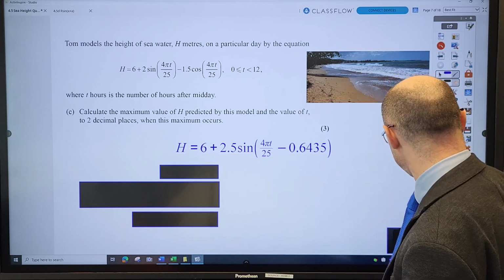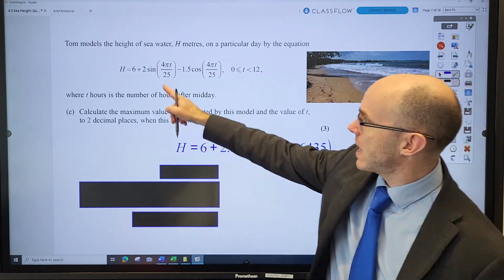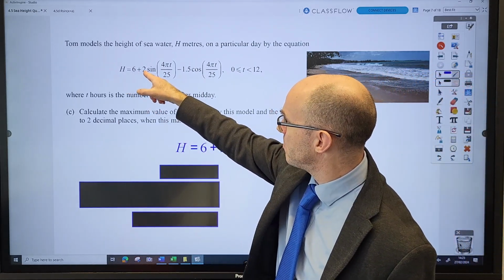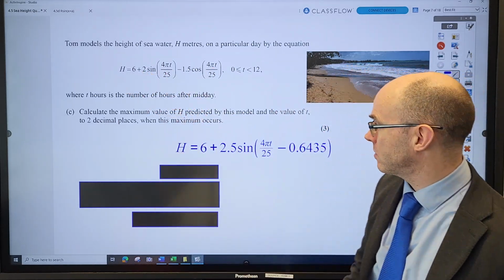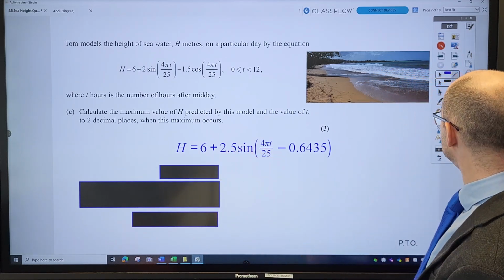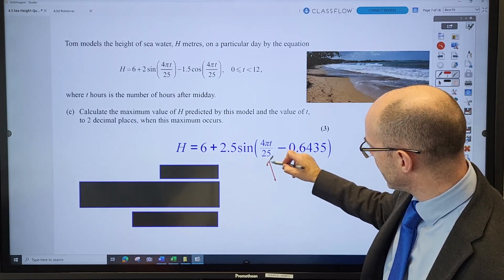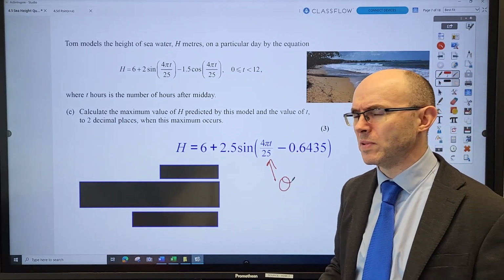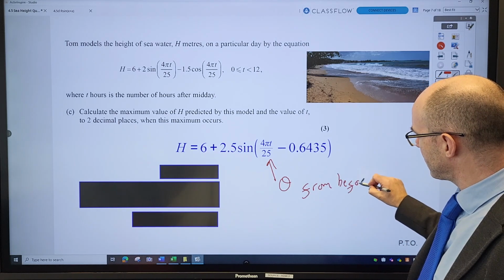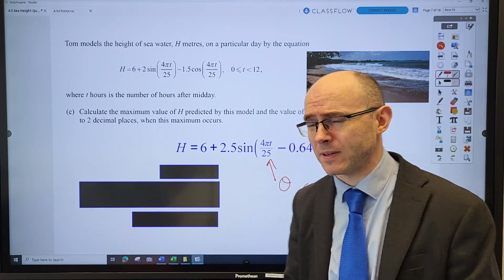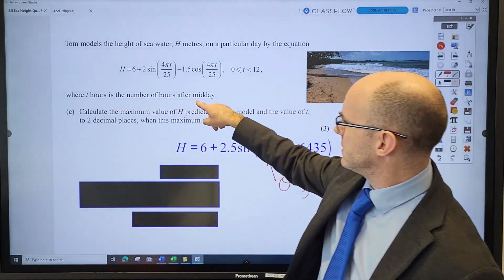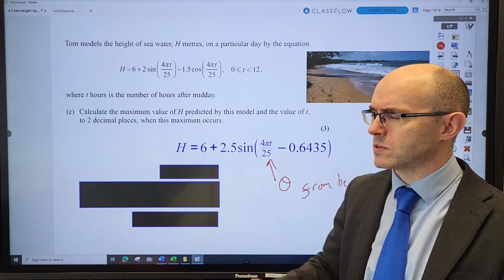So the first step I'm going to suggest is you rewrite h as this from what we had before. So the 6 and then plus, and we wrote that bit in this form, r sine theta minus alpha. So 2.5 sine, just remember that that value there is what we had as theta from before. Okay, so that's the first thing I'm going to do, because I've not even read what we're supposed to do with it yet. Okay, but that's going to be needed. T is hours after midday. All right, so we'll just hang on to that thought.